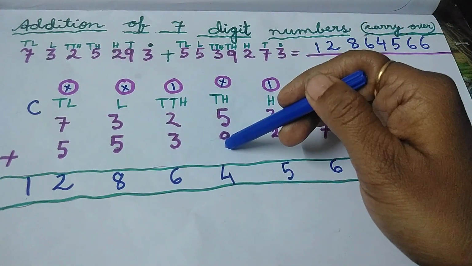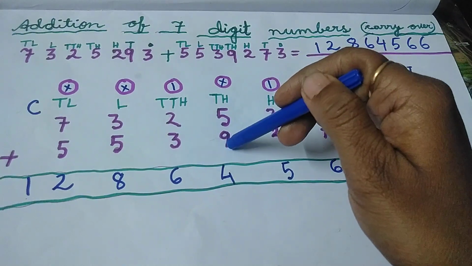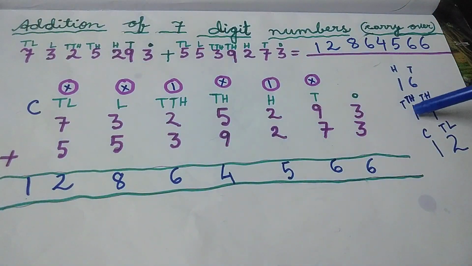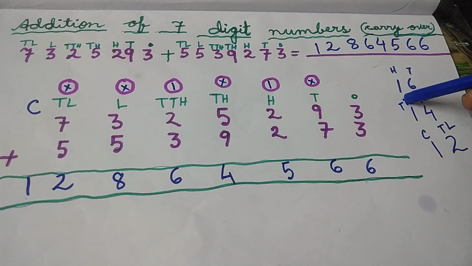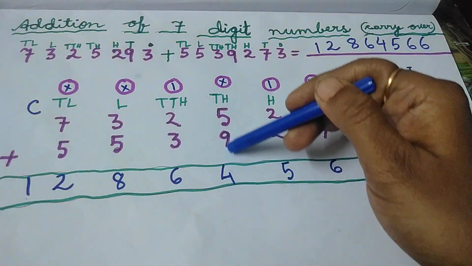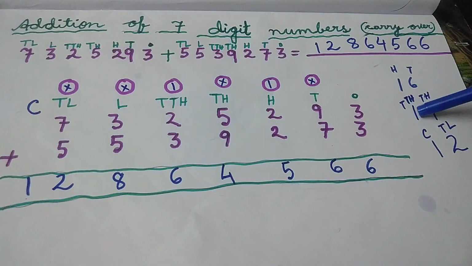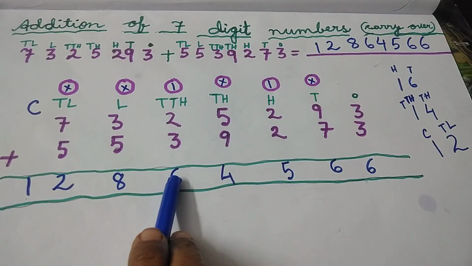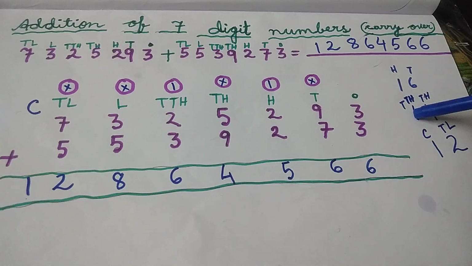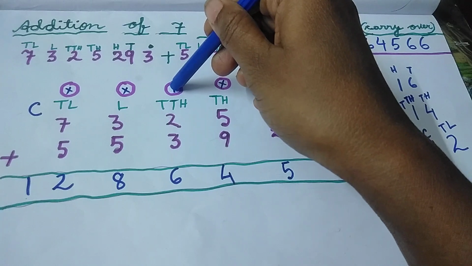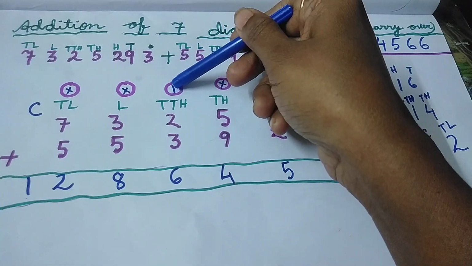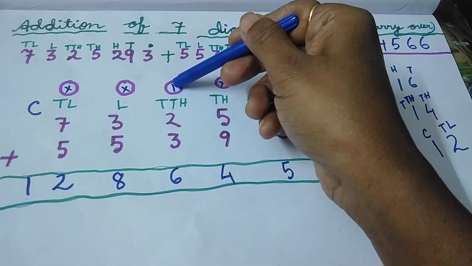Now add these two digits. 5 plus 9 is equal to 14. 4 belongs to thousands place, 1 belongs to 10,000's place. So write 4 in the thousands column, and where to write this one? We will write 1 over here. No, we will carry this one to the next place, okay, or next house, that is the 10,000's place.